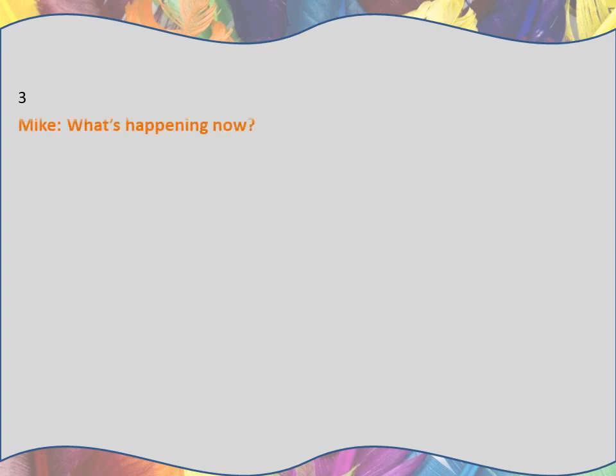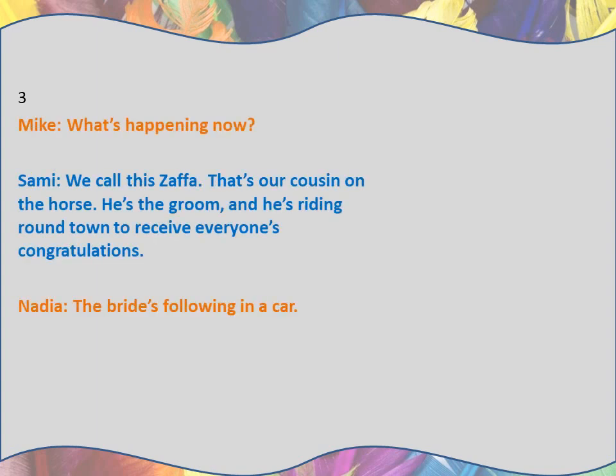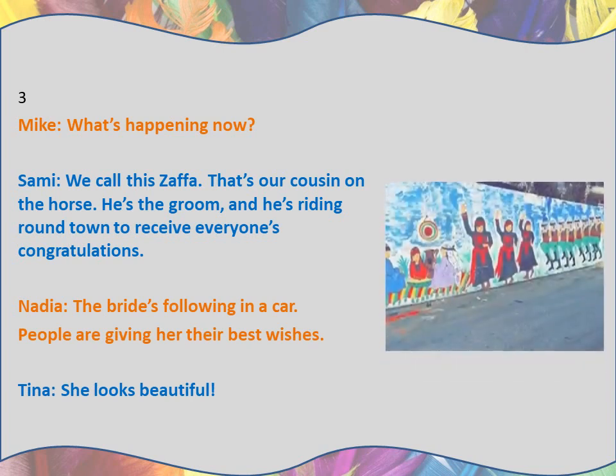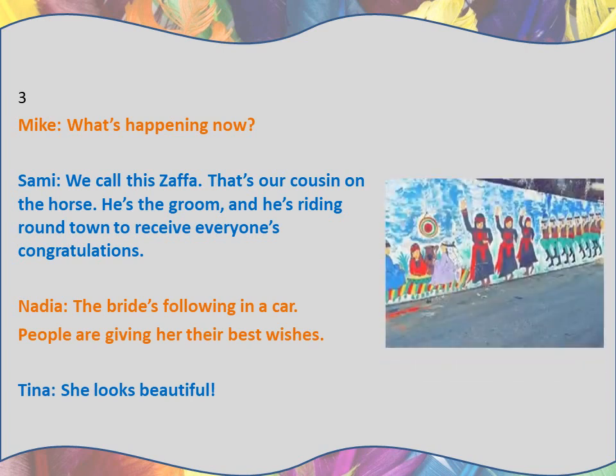3. What's happening now? We call this Zaffe. That's our cousin on the horse. He's the groom. And he's riding round town to receive everyone's congratulations. The bride's following in a car. People are giving her their best wishes. She looks beautiful.